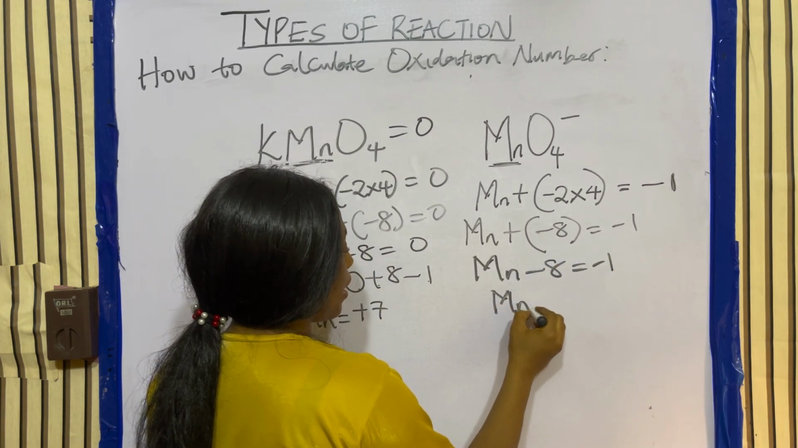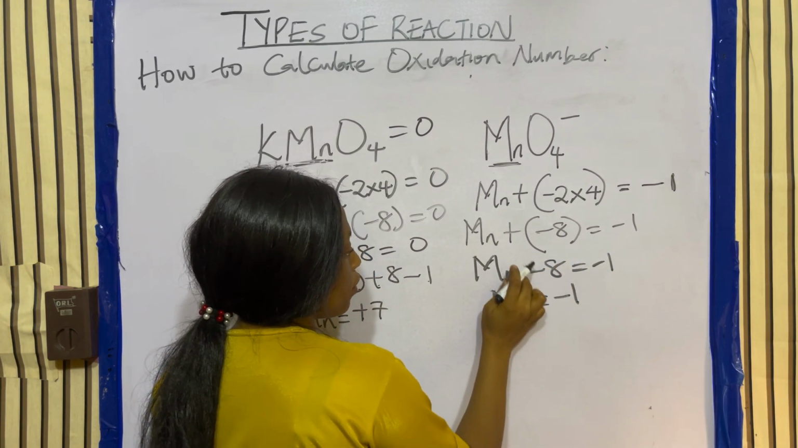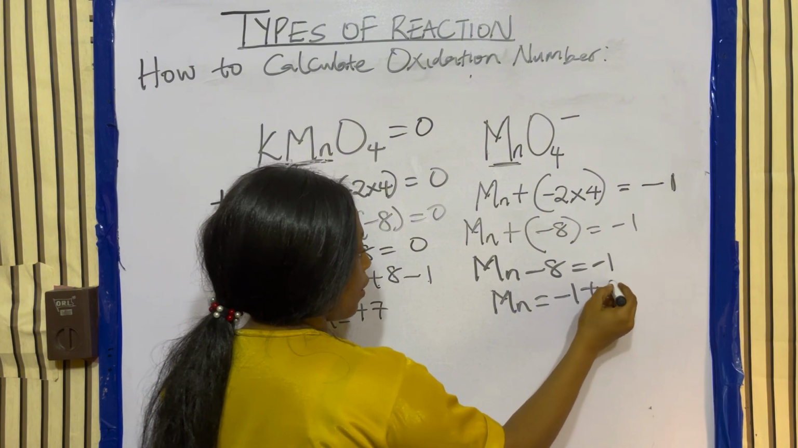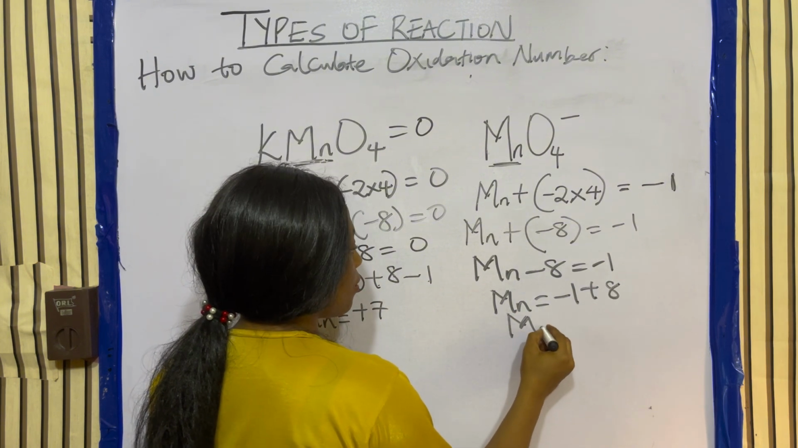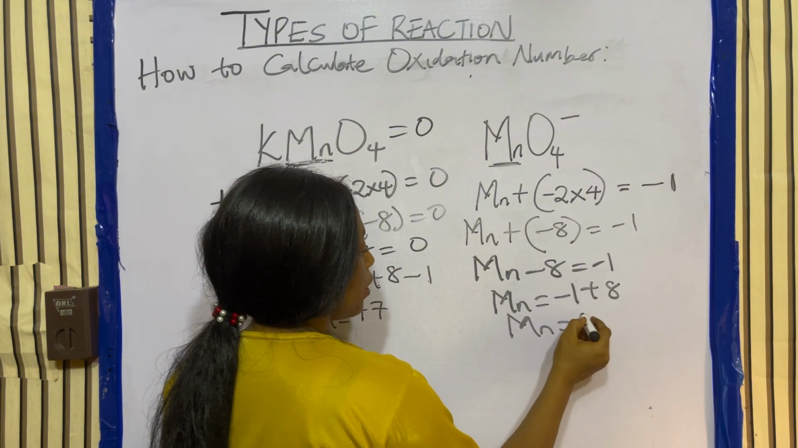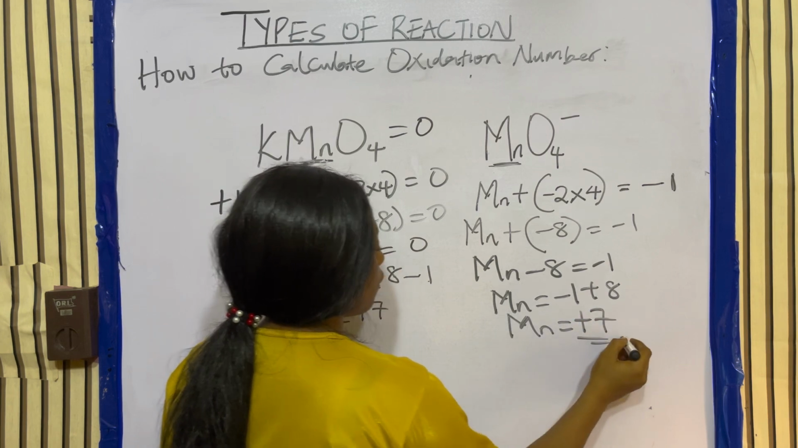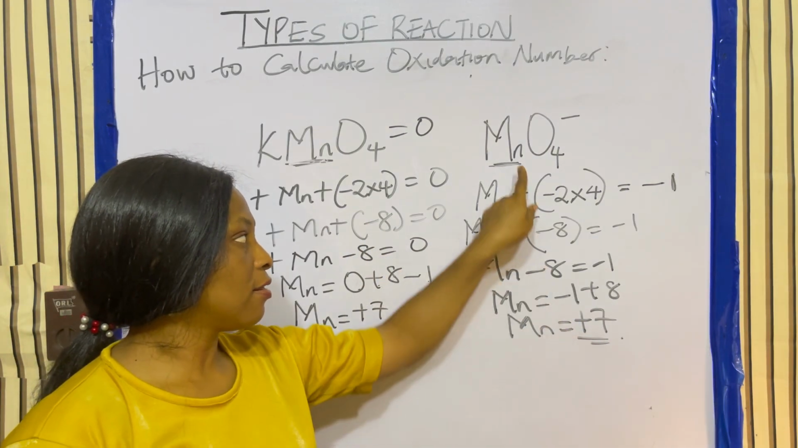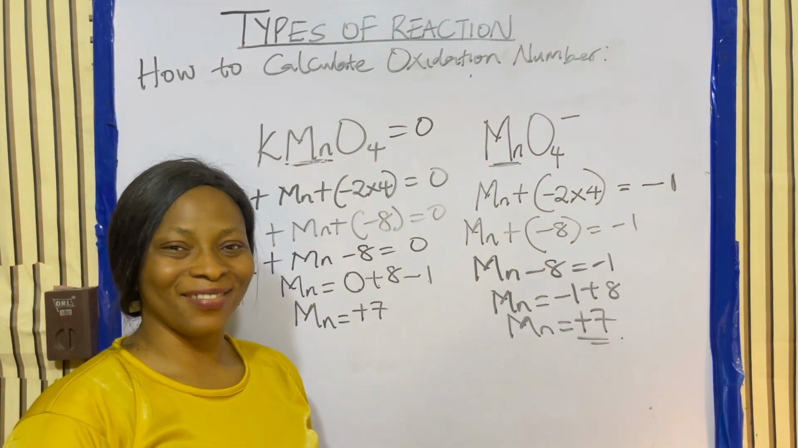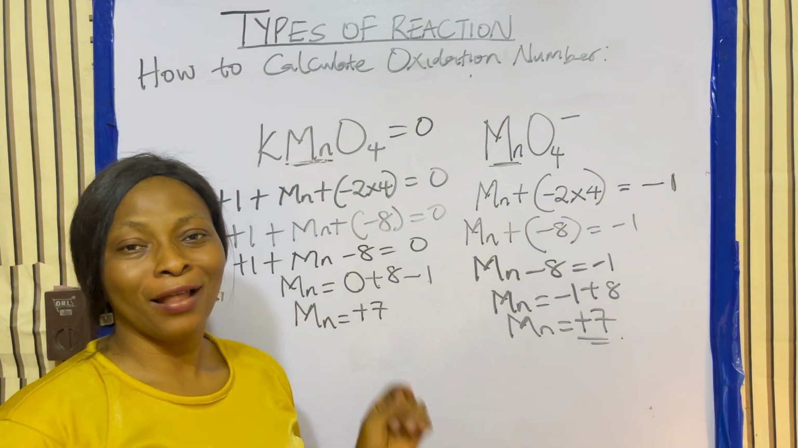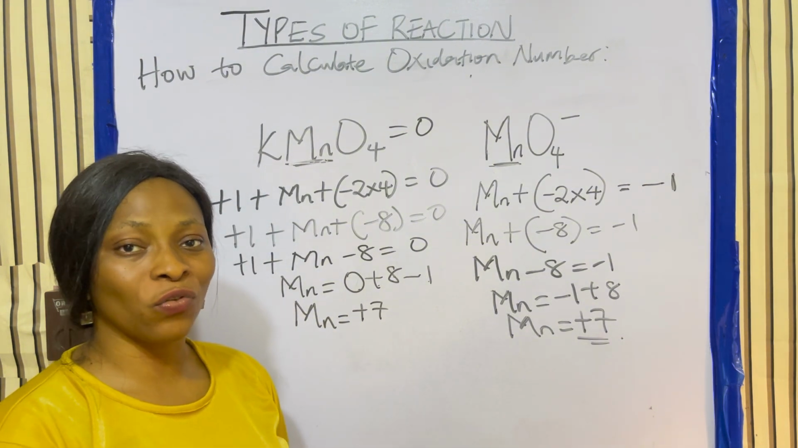Then you have that manganese is equal to -1, crossing over the -8 to be +8. So manganese is equal to -1 plus 8, that will give you +7. So the oxidation number of manganese here is +7. Isn't that simple? Now pause this video and try this one I want to give you.